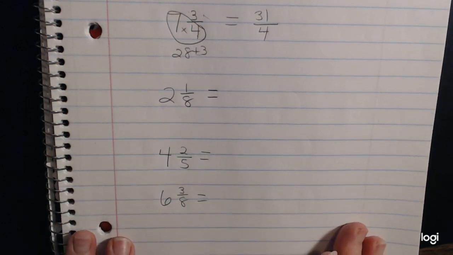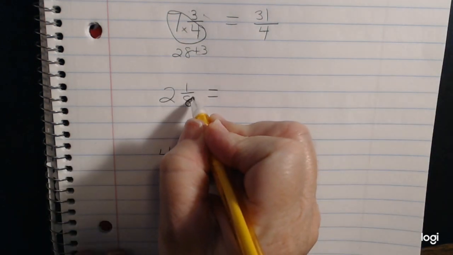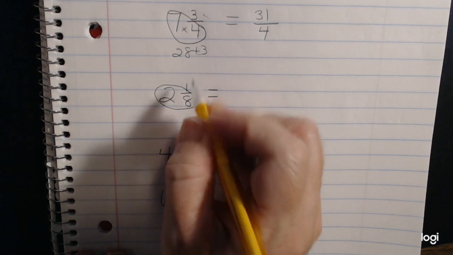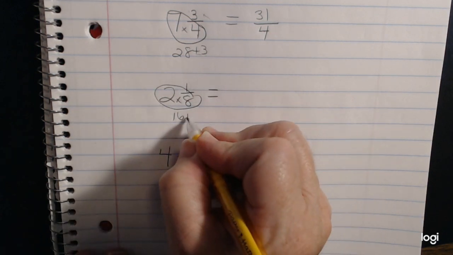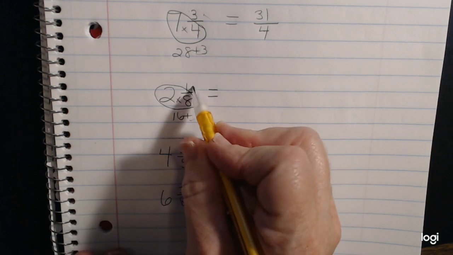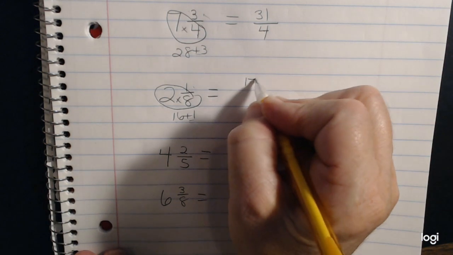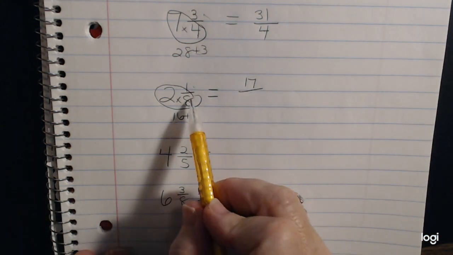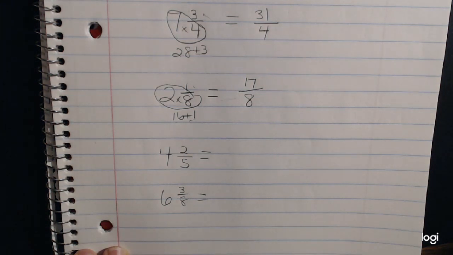Okay, if you didn't have time to finish, you can pause your video so that you can have time. Otherwise, let's look and see how we do this. Remember, we multiply the whole number times the denominator. 2 times 8, that's 16. But what do we add? We have to add this numerator. 16 plus 1 is 17. The denominator, we're going to just copy it straight across.